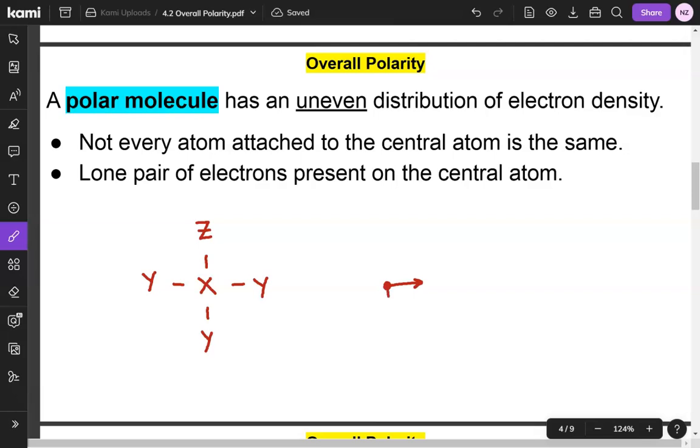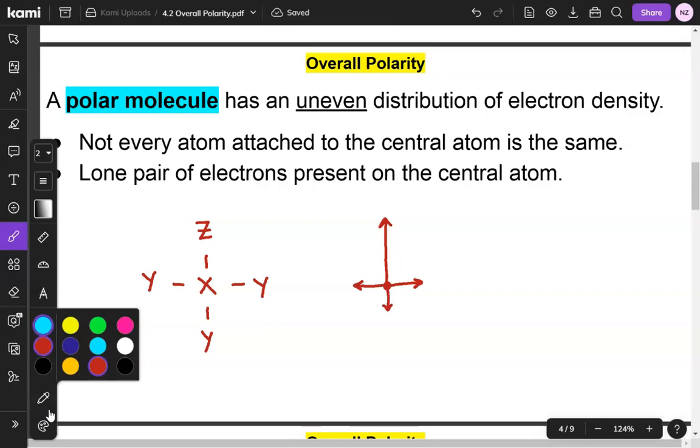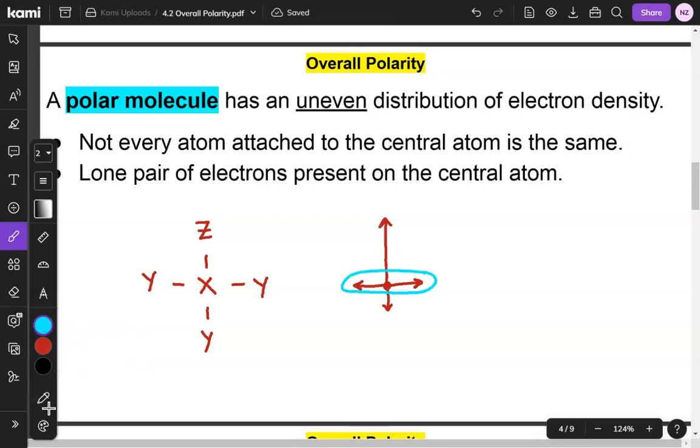So let's say all of our Y's are pulling with a certain amount of force, but then you have Z, which is pulling with a lot more force. Well, the X and Y's are going to cancel each other out because they're pulling with the same amount of force. And then in the Y direction, you've got a lot more force pulling up than you do down. So here you're going to have a polar molecule. One side is going to have more electrons than the other.